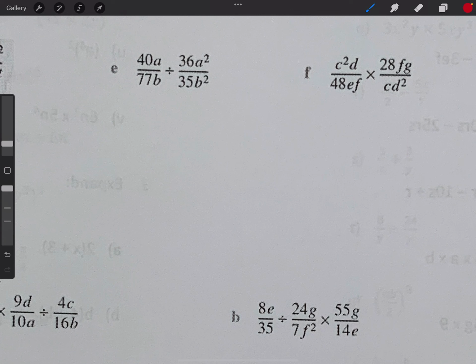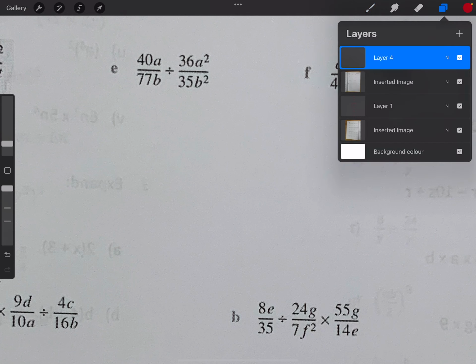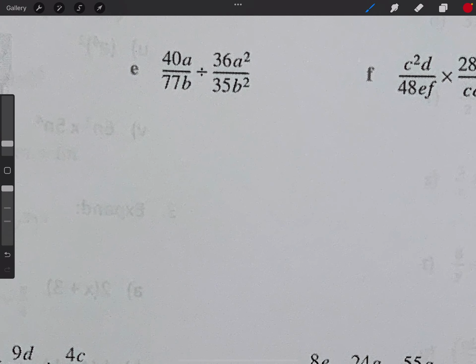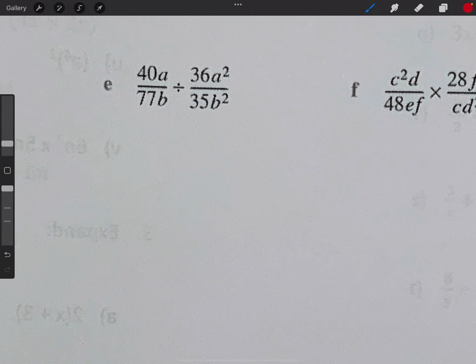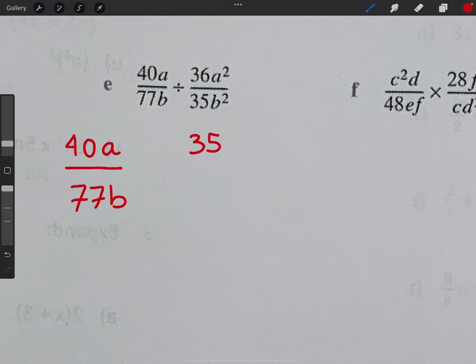Now, question E. The first thing I'm going to do is, because this one is division, we have to flip this one upside down. Okay, so let's keep the first one the same, 40A over 77B, and this will be 35B squared over 36A squared, and we change it into a times.